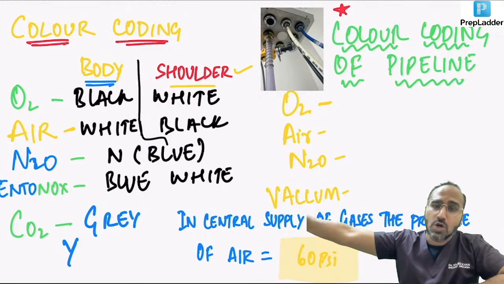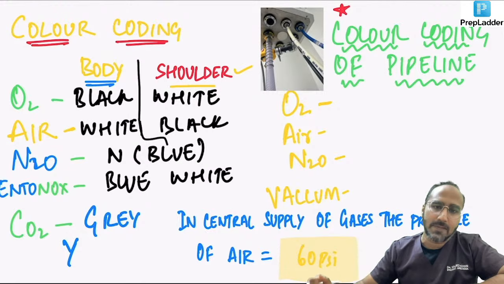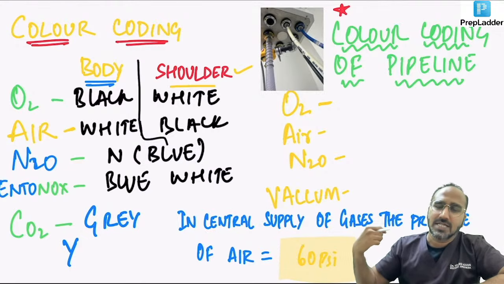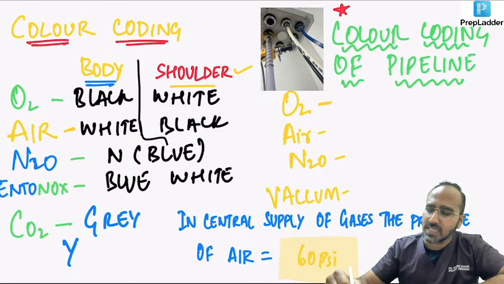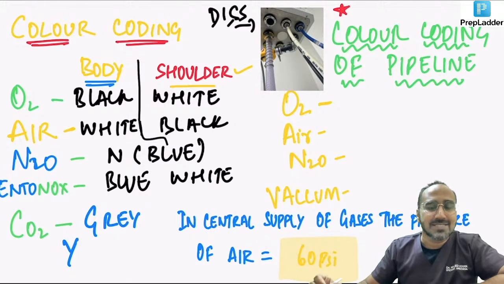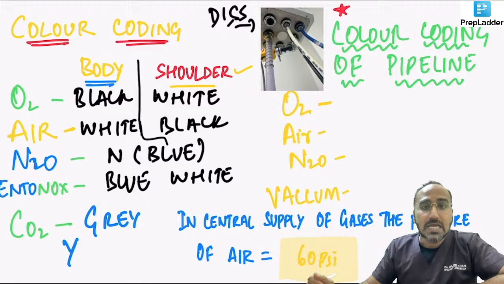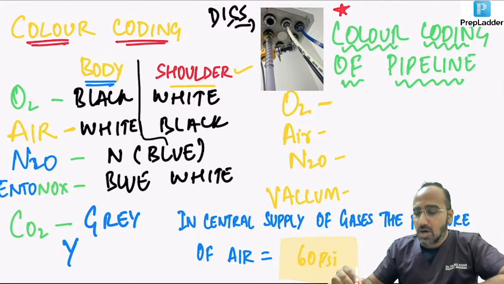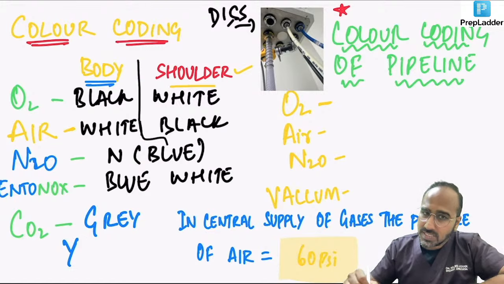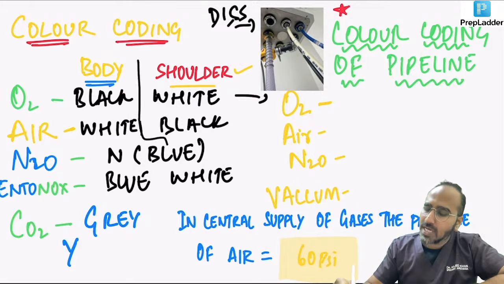Sometimes they might give you a pipe picture and ask what the pipe is. Remember, pipes are central lines. The picture being given over here is DISS, diameter index safety system, where you plug the pipe into the system. Now, what is the color coding of the pipeline? Oxygen, air, nitrous, and vacuum. Remember, if you remember the color coding of the cylinders, just remember the shoulder. The shoulder will be the color coding of the pipeline.